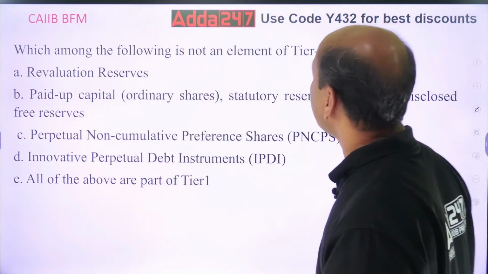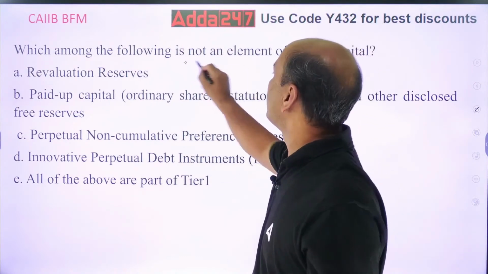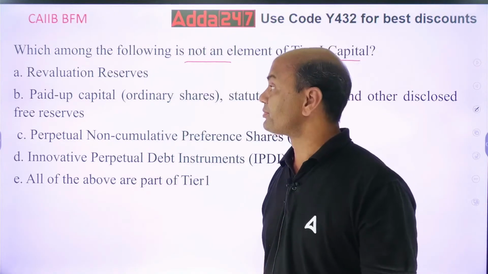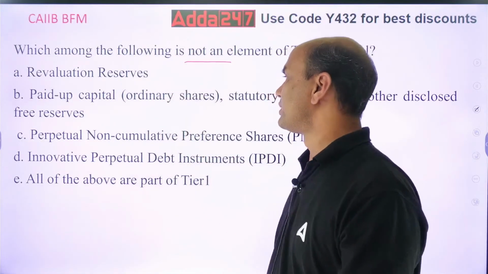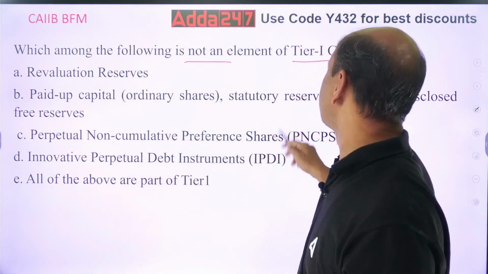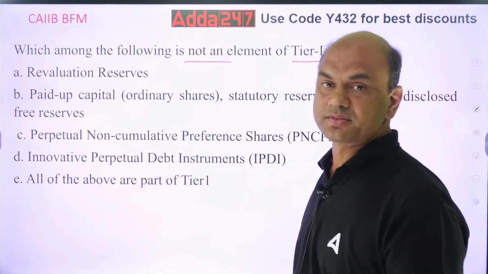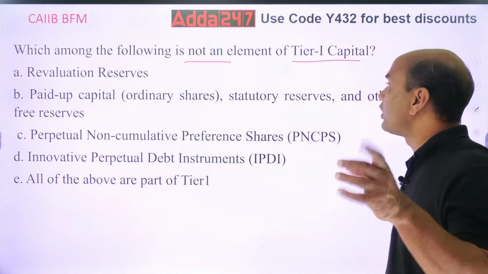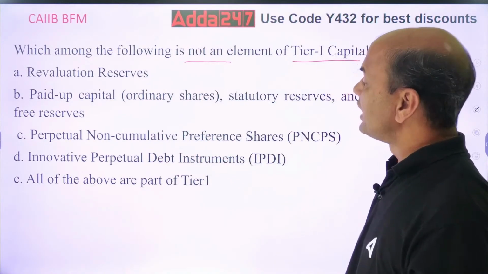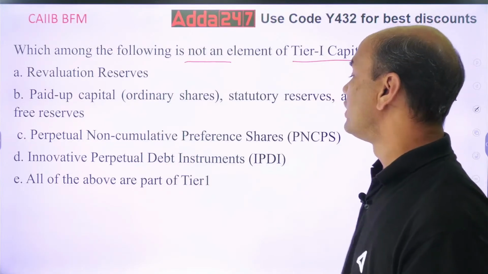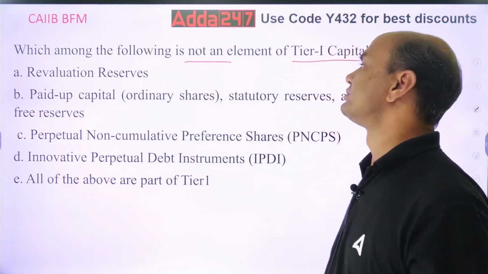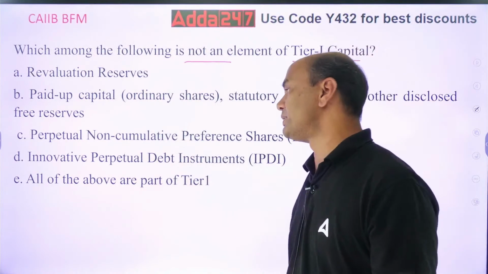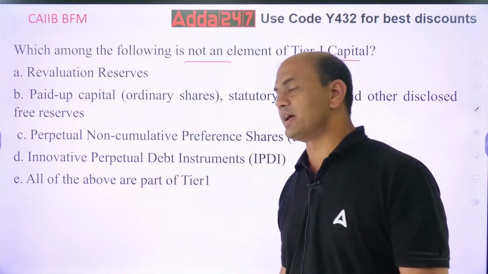Which among the following is not an element of tier 1 capital? Not an element of tier 1 capital. Not, kindly note. Revaluation reserves, paid up capital, ordinary shares, statutory reserves and other disclosed free reserves, perpetual non-cumulative preference shares. You want not, okay? Kindly note. Innovative perpetual debt instruments, all of the above are the part of tier 1. So which of them are not the part of tier 1? Revaluation, paid up, PNCP, IPDI.